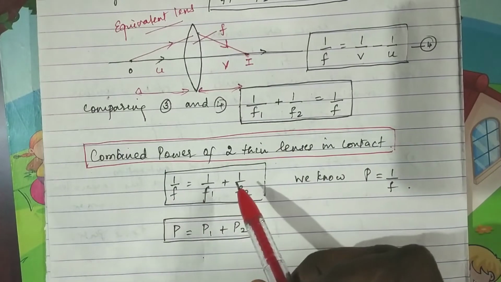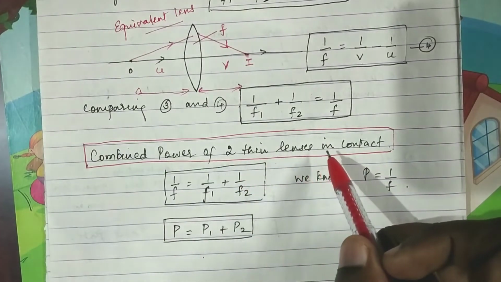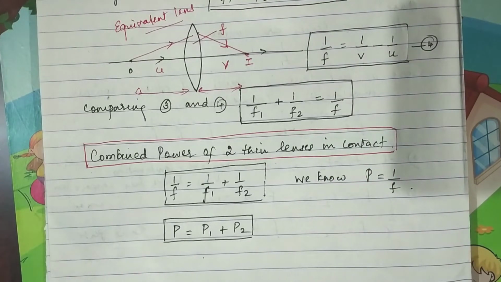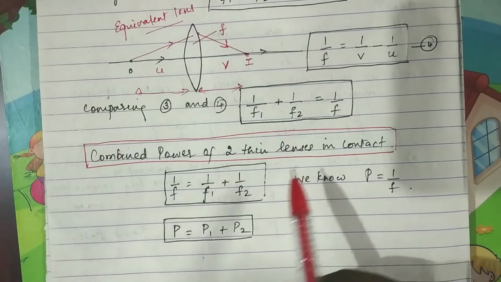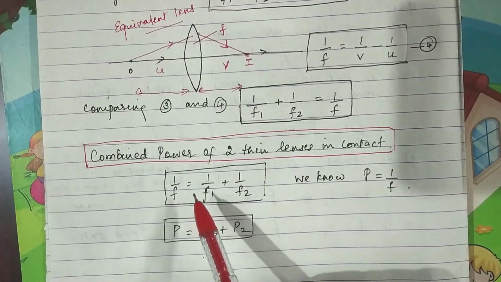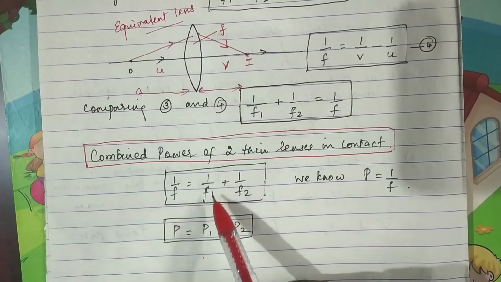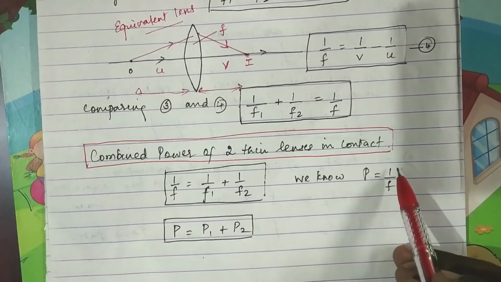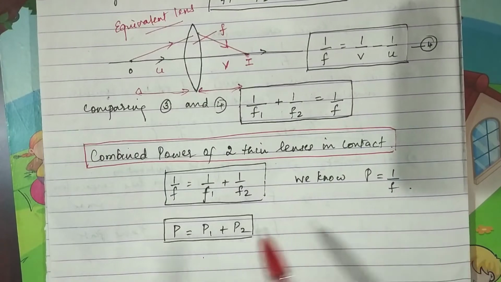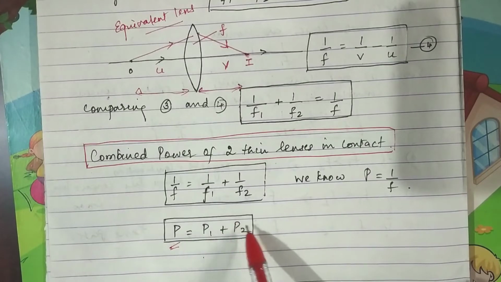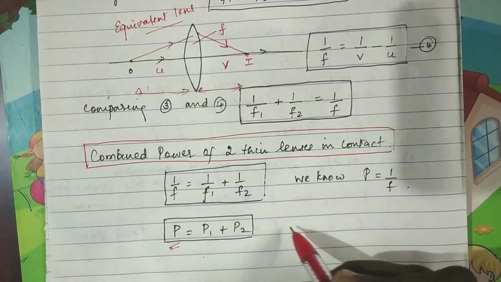Now the combined power of two thin lenses, or we can say the equivalent power of the two lenses. Again, we have derived the equivalent focal length: 1 by f equals 1 by f1 plus 1 by f2. We know power is 1 by f. That means the equivalent power will be P1 plus P2. So it keeps on adding.